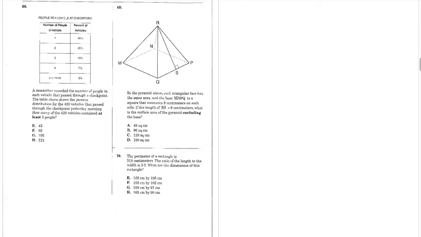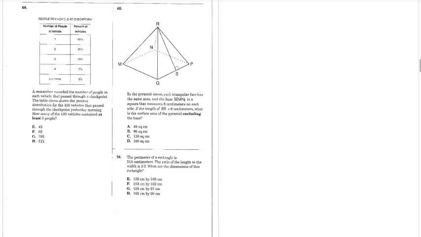Let's get started. Alright, first question, we have a chart. We have to figure out how many vehicles had at least 3 people. There's a total of 420. So we have 15%, 7%, and 3%, which is 25%. 25% of 420 we multiply. Let's see, that is 105. So our answer is G.